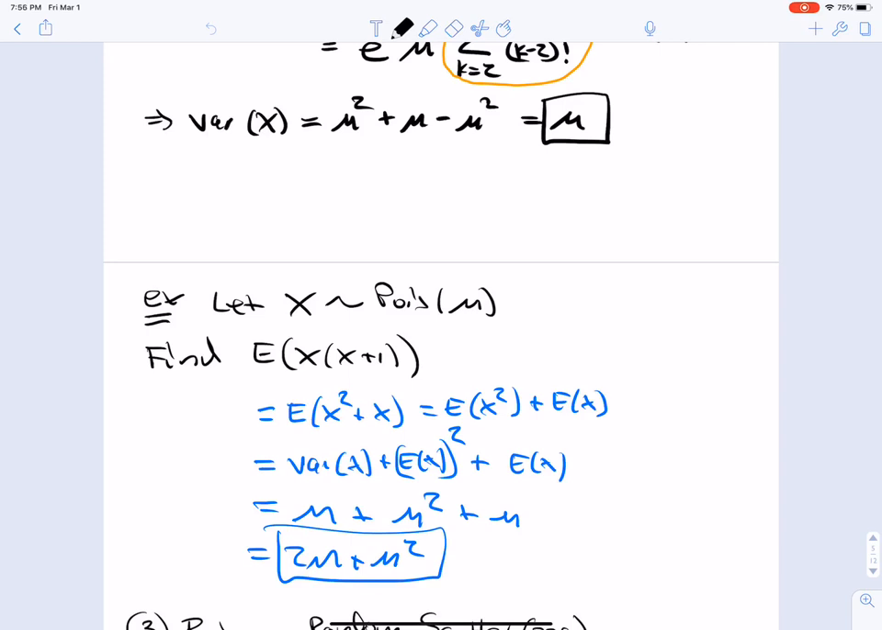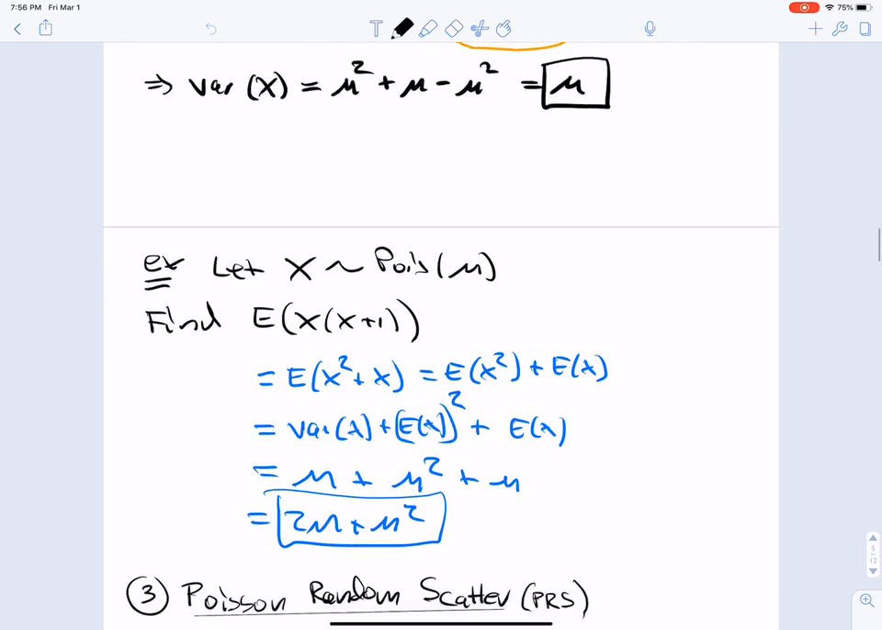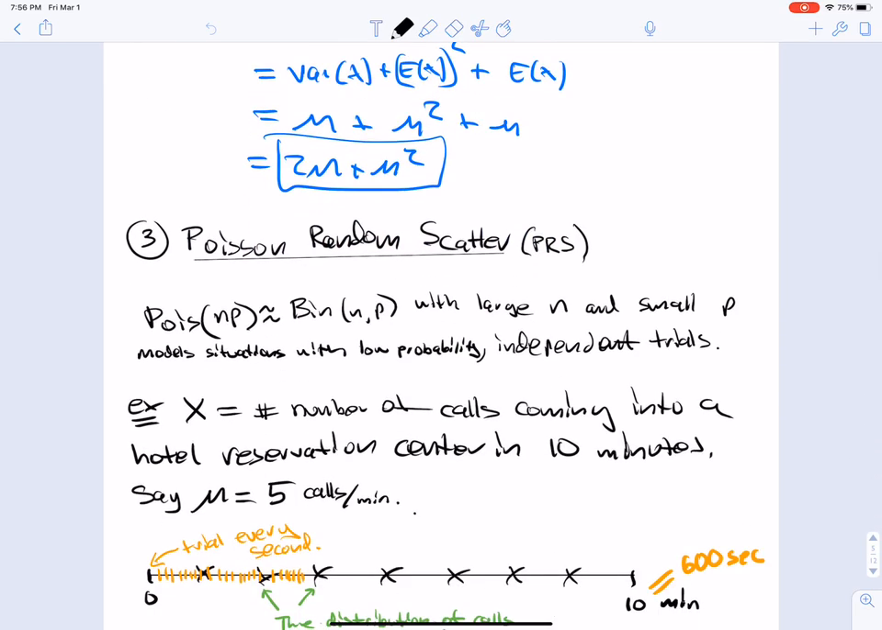And so we write the expectation of x squared as the variance of x plus the expectation of x quantity squared. And that gives us 2 mu plus mu squared. So next on to Poisson random scatter. So Poisson(np) is approximately binomial(n, p) with large n, small p.